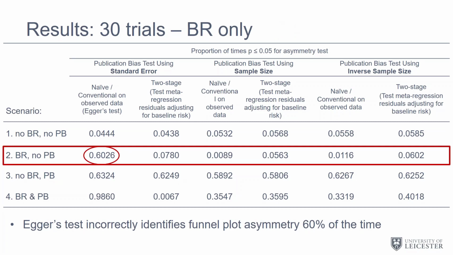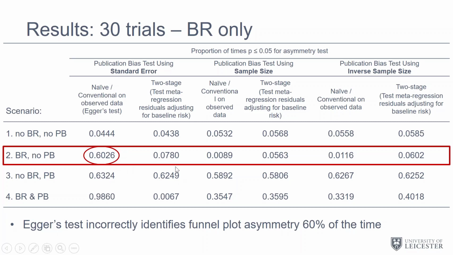In scenario 2 here, where we have a baseline risk interaction present, but there is no publication bias, we can see that Egger's test has incorrectly identified funnel plot asymmetry 60% of the time. And if we were to use sample size or inverse sample size with our observed data, then that reduces down to approximately 1% of the time.